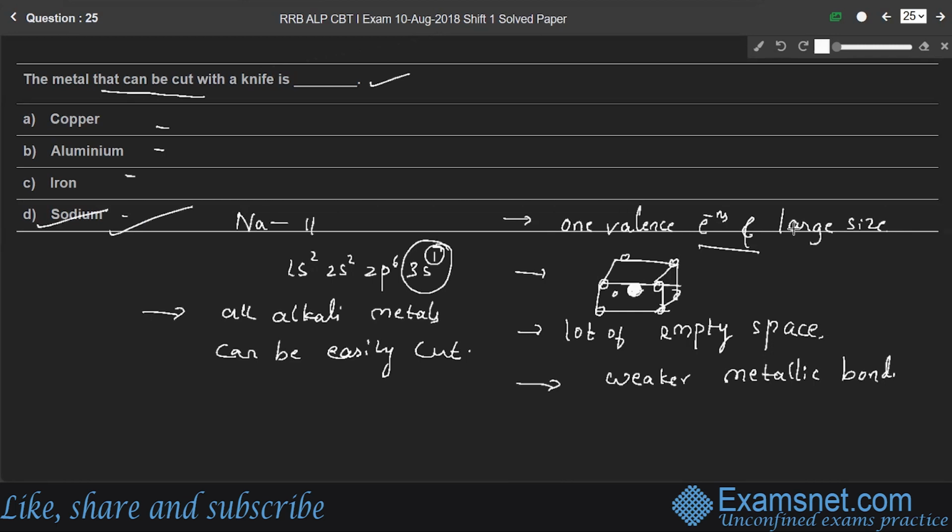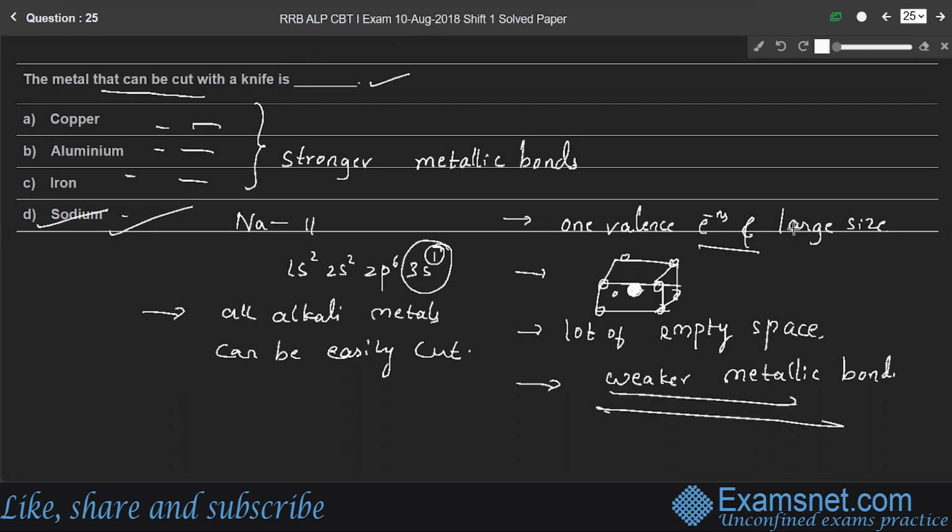Sodium is the metal that can be cut with a knife, whereas the remaining metals, copper, aluminum, and iron, right? So these are hard metals, right? So iron being the hardest amongst the given options, right? They cannot be cut easily with a knife as they have stronger metallic bonds. Whereas sodium has weaker metallic bonds. Therefore, this can be easily cut with knife. Option D is the right answer.